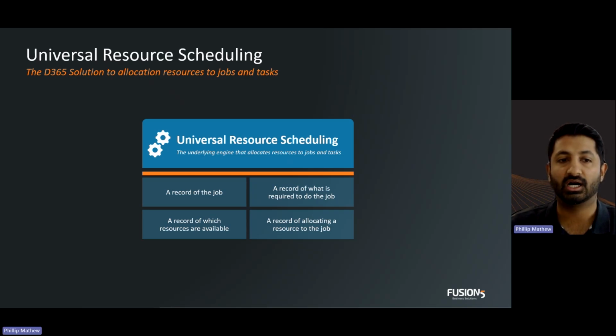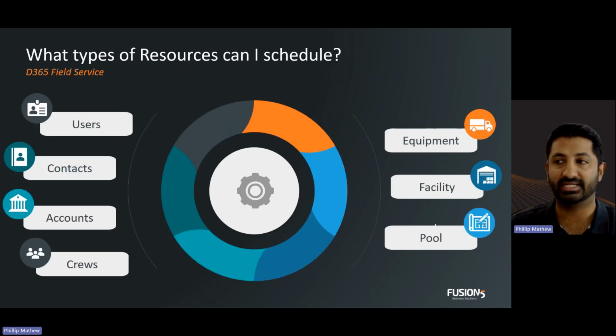So what kind of resources can we actually work with? So field service actually gives us, or URS, I should say, really does give us a wide variety of options. So we have the ability to schedule users. So this is obviously your internal staff that work and are licensed inside field service and work within the application. We have accounts and contacts. So it could be third parties that may contract in and support you in delivering the services that you provide.